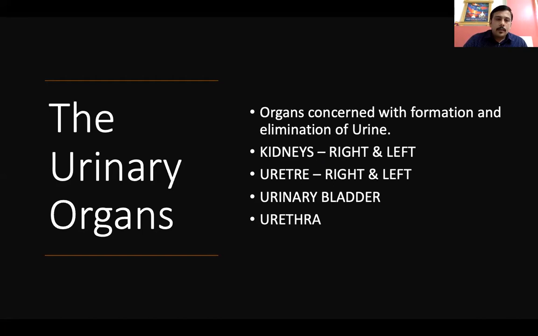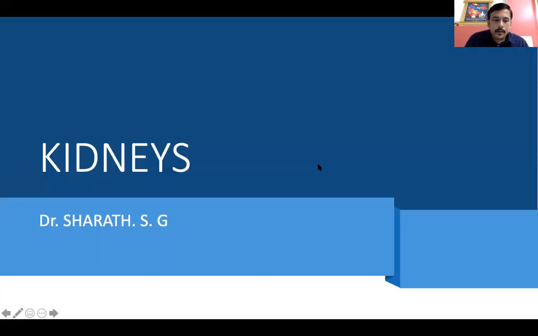The urinary system organs include the kidneys. There are a pair of kidneys, right and left, and a pair of ureters, right and left, and the urinary bladder as well as the urethra. So we'll begin with the kidneys.